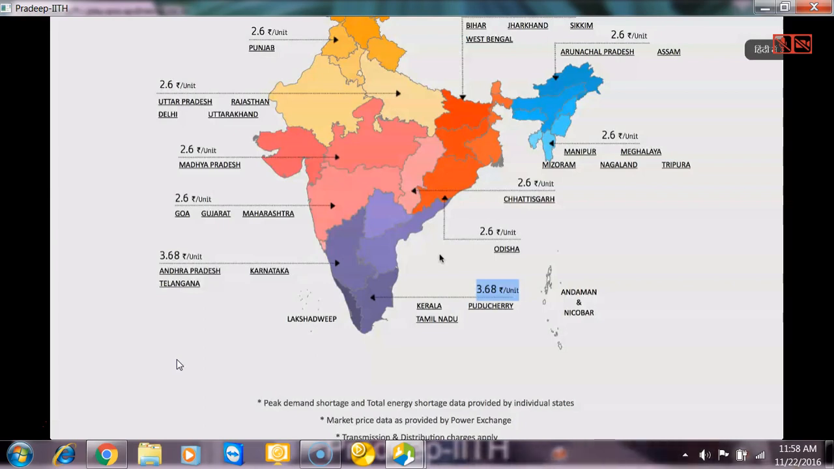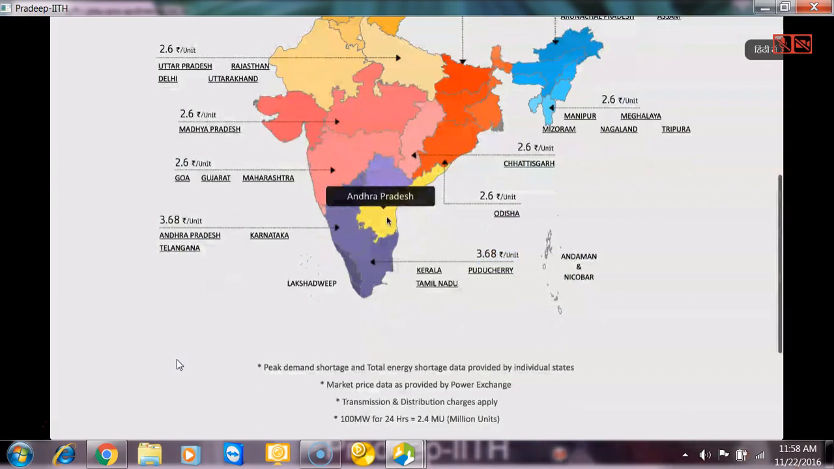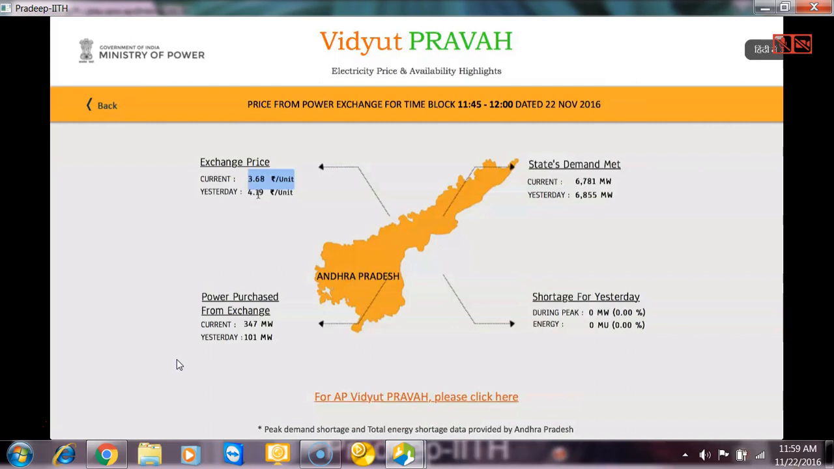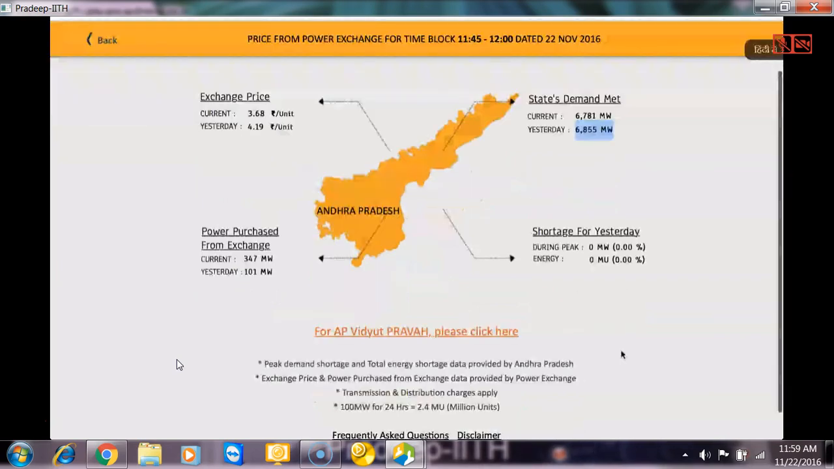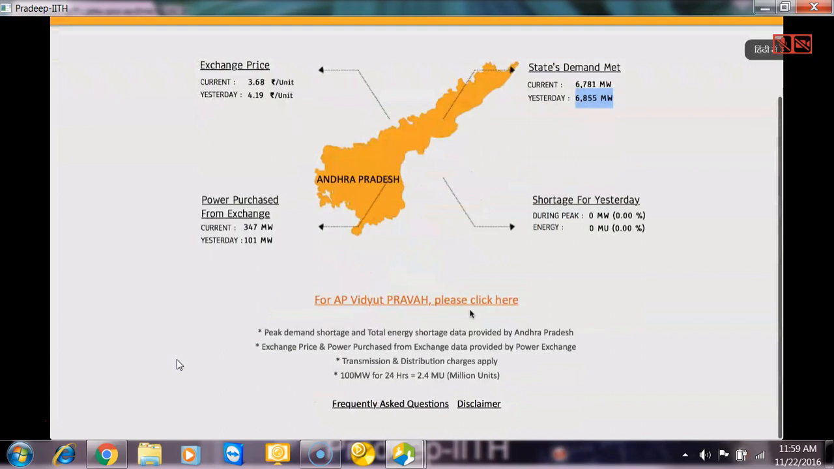So you can also see for each region. If I open this AP, state-wise data is also made available in this website. Currently the price is 3 rupees 68, but yesterday it was 4 rupees 19 paisa. So compared to yesterday, it will show. And total, yesterday it was 6,855. So like this, you will get some more details. So I request all of you to look at this website.